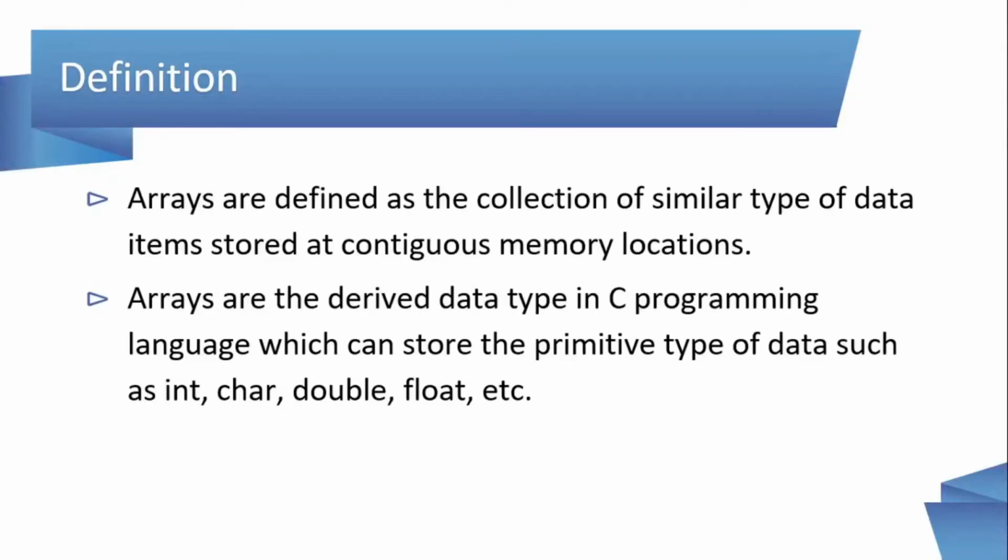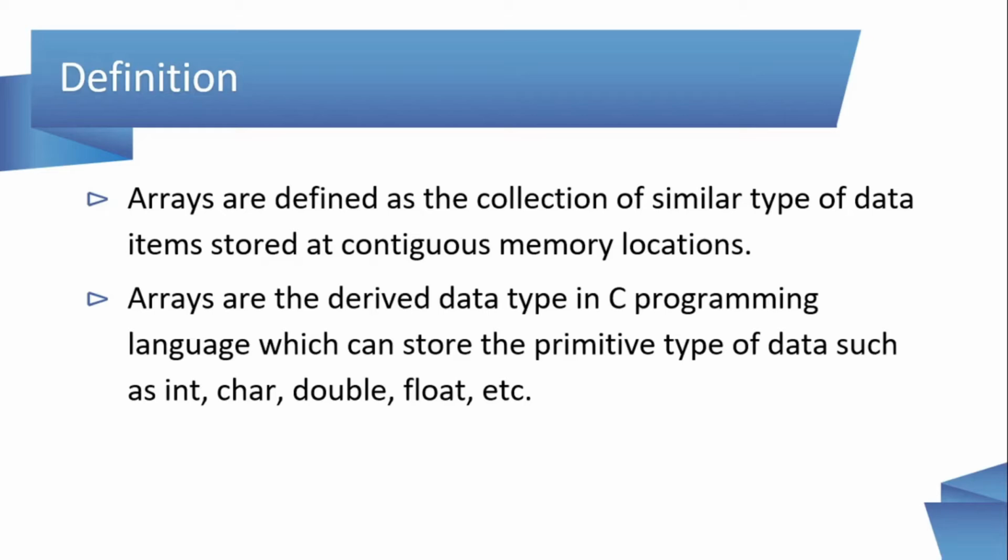Array is the simplest data structure where each data element can be randomly accessed by using its index number. For example, if we want to store the marks of a student in 6 subjects, then we don't need to define different variables for the marks in different subjects. Instead of that, we can define an array which can store the marks in each subject at contiguous memory locations. Arrays are defined as the collection of similar type of data items stored at contiguous memory locations.